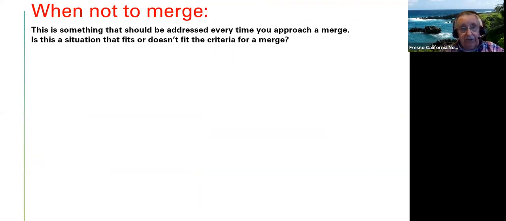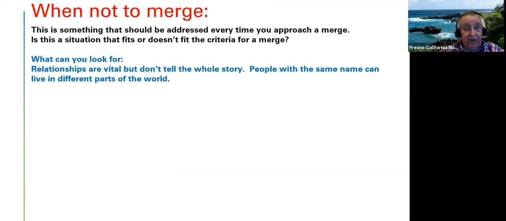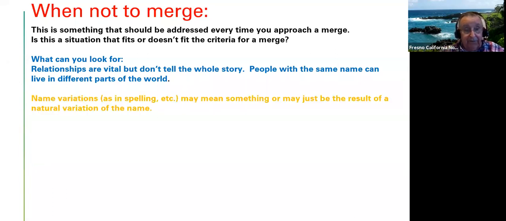Okay, when not to merge. This is something that should be addressed every time you approach a merge. Does this situation fit or not fit the criteria for a merge? Well, you can look at the relationships. Those are vital, but they don't always tell the whole story. People with the same name can live in different parts of the world. We've talked about that. Name variations may mean something, or they just might be a natural variation.